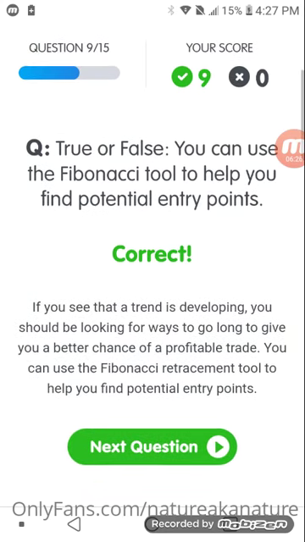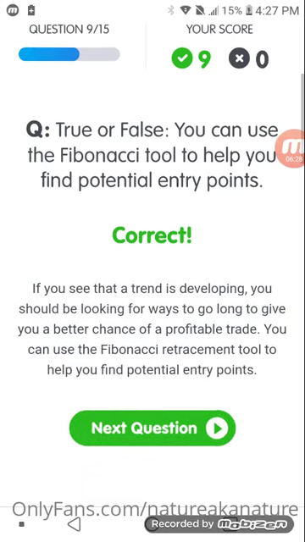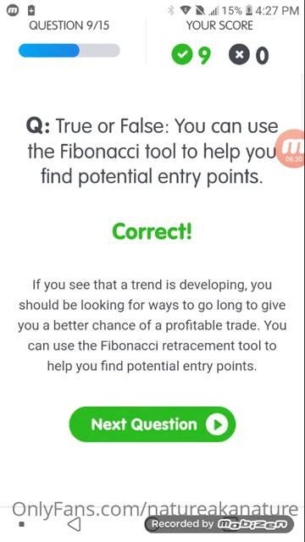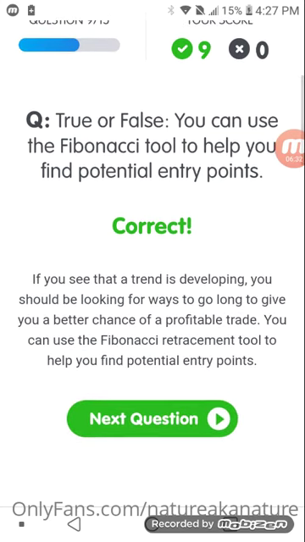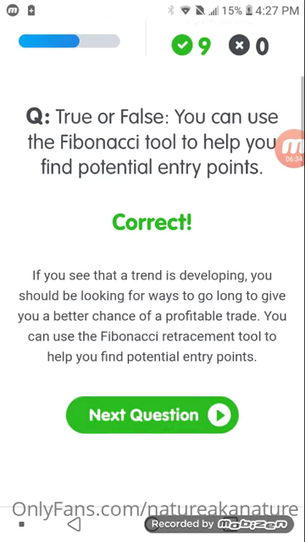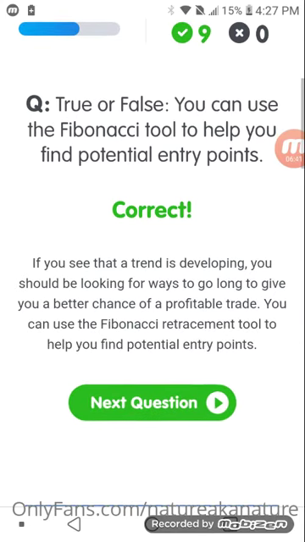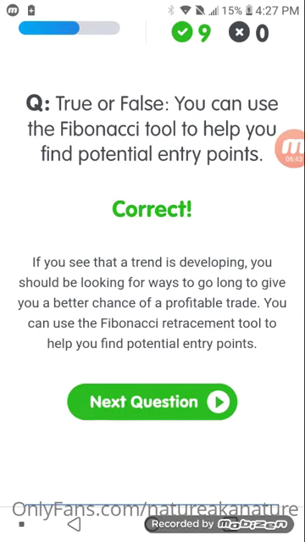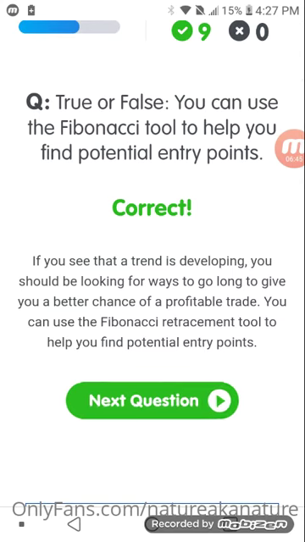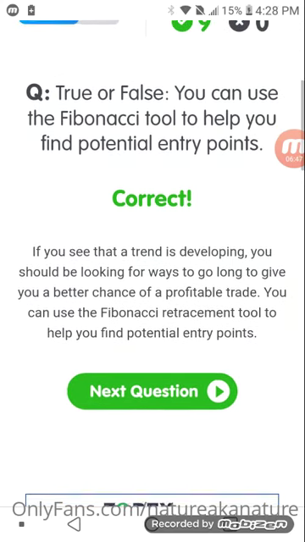If you see that the trend is developing, you should be looking for ways to go long to give you a better chance of a profitable trade. If it's trending up, you should be waiting for price to retrace back to a Fibonacci support level, okay? So it's good for potential entry points, to get in at sniper points. That's what we use Fibonacci retracement for. You can use the Fibonacci retracement tool to help you find potential entry points.